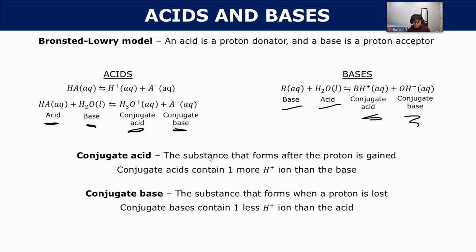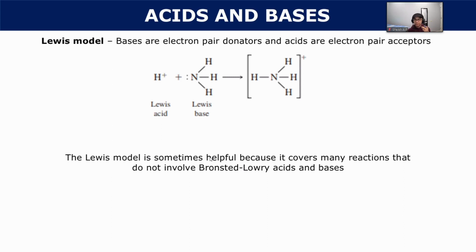Let's take a look at the last model, which is the Lewis model. In the Lewis model, bases are electron pair donors and acids are electron pair acceptors. You can see a little model here where the nitrogen has an extra pair of electrons and it gives it to the H plus.